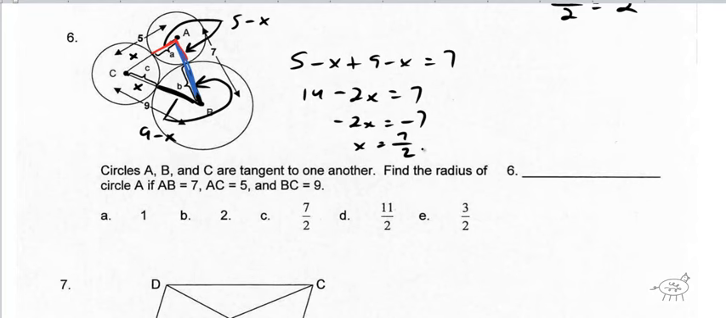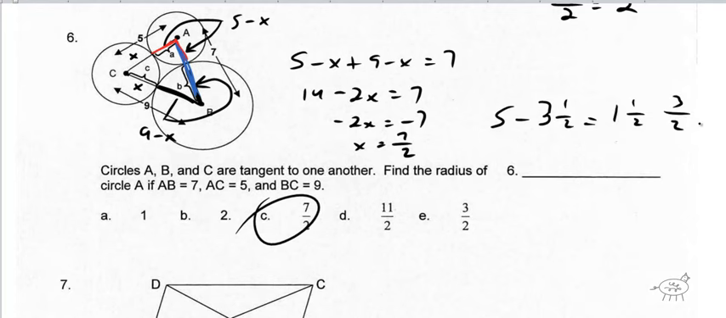Okay, and now be careful, because they're asking what's the radius of circle A. People love to do all this work and go, hey, there's the answer. But they're not asking you for what x is. They're asking you what's the radius of circle A. And that's basically 5 minus x, or 5 minus 3.5, which is 1.5 or 3 halves. So my answer is E.